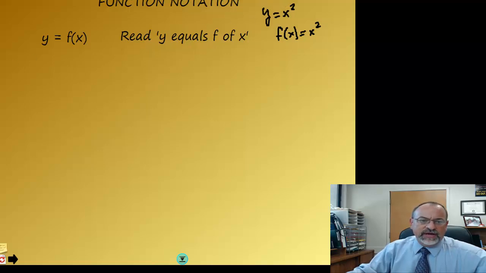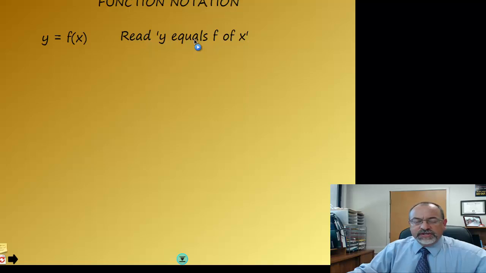It helps us also as mathematicians. As we're looking at multiple functions, we can give them different names. Rather than every function having y equals, we can have f of x equals, h of x equals, g of x equals, or other things like that. So this notation, we want to get used to that and get comfortable with that.